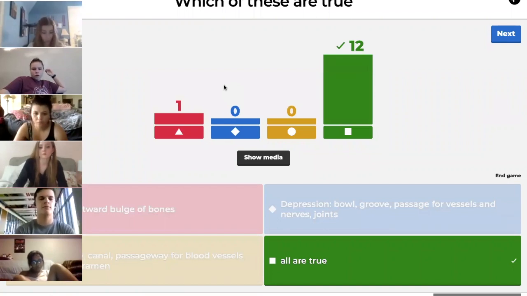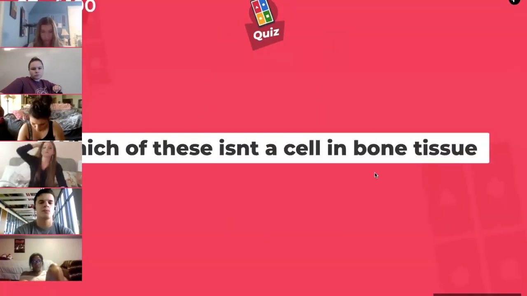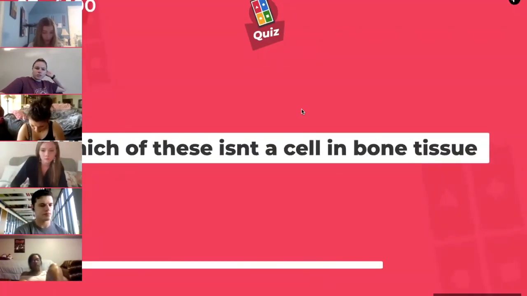Okay, cool. So all of these are true, right? A projection is an outward bulge, an opening is a hole, canal, or passageway, and a depression is like a bowl or groove, okay? Which of these isn't a cell in bone tissue?